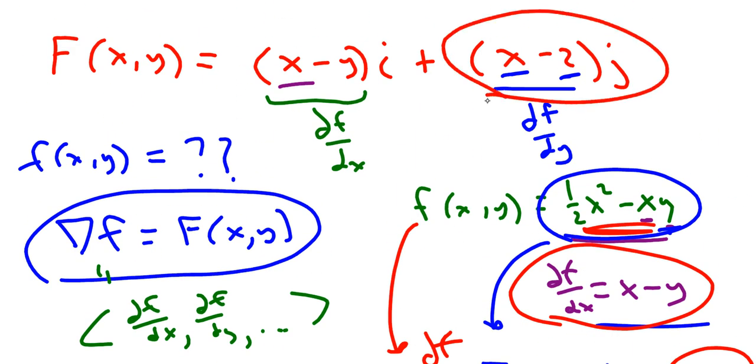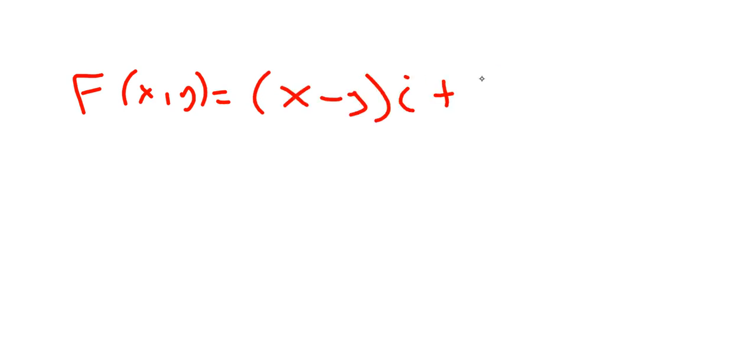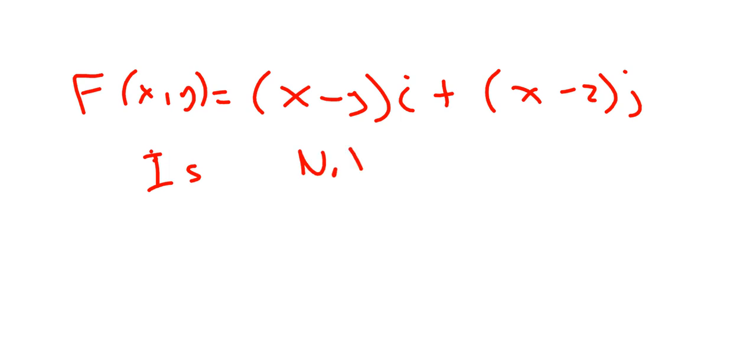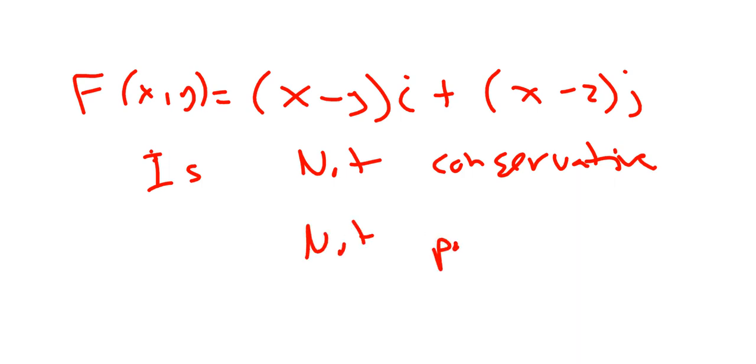So unfortunately, that means that this vector field, we can say this. Let's go to a new page here. F of x comma y equals x minus y times i plus x minus 2 times j is not conservative. So in other words, it's not path independent.